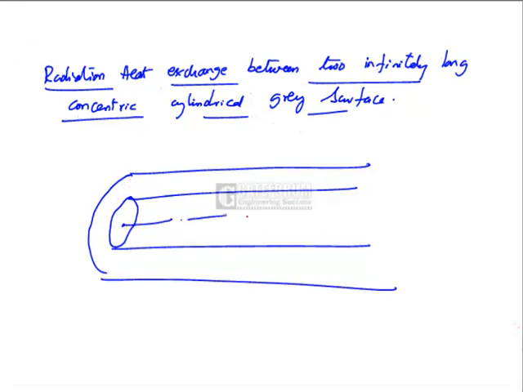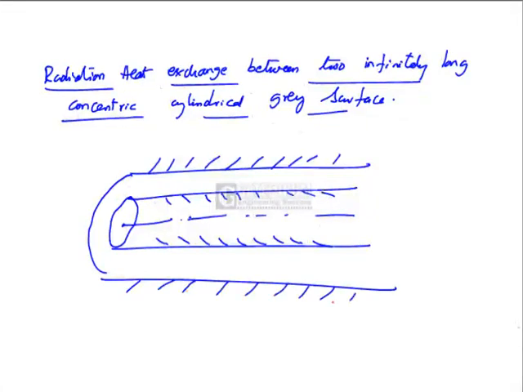They are concentric, axis is same. The outside surface of the inner cylinder and the inside surface of the outer cylinder are exchanging heat by radiation. This is R1, this is R2.